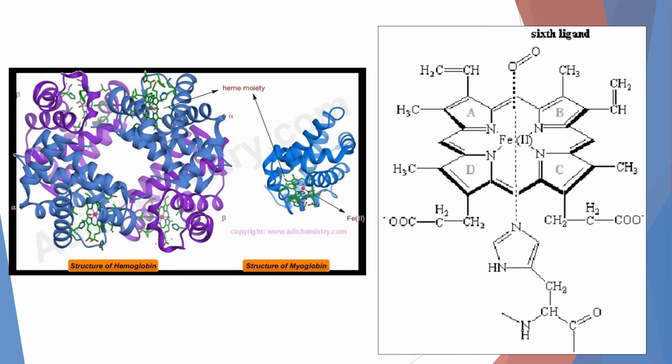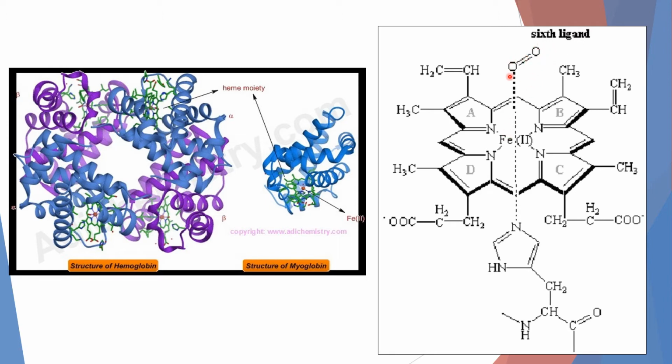As you can see here, the structure of myoglobin in detail. There is a centrally present iron atom. This iron atom has 6 sites to bind with other groups. So the 4 sites of iron are bound with nitrogen atoms. The 5th site of iron is occupied by histidine, and the 6th site, or 6th ligand, is empty or free for binding of various other groups.